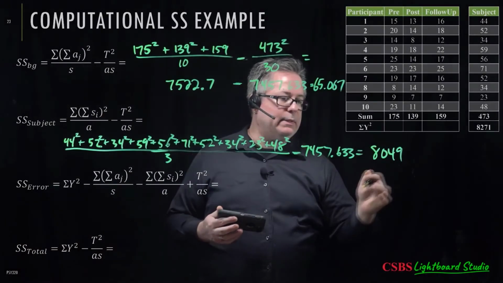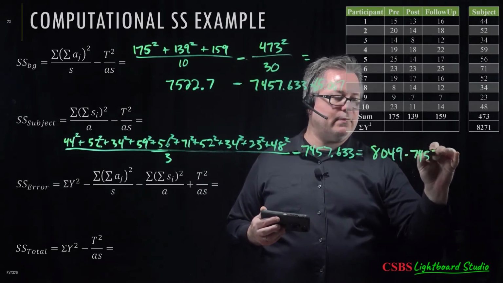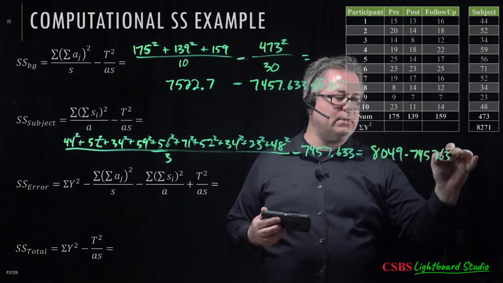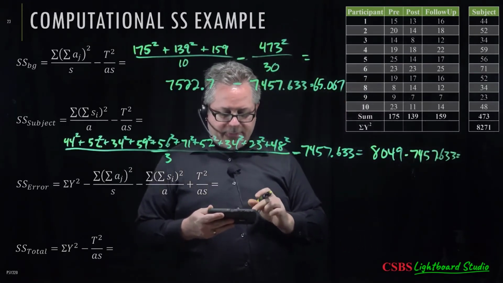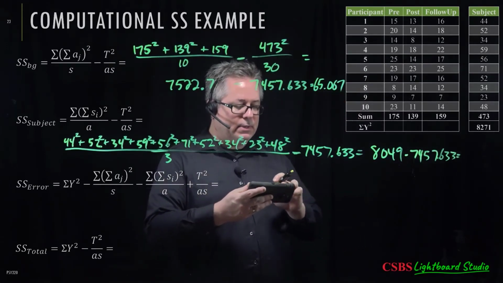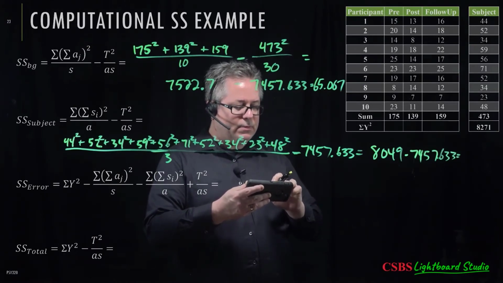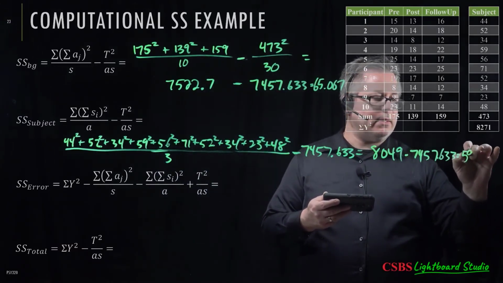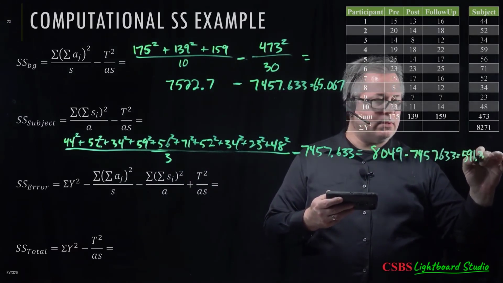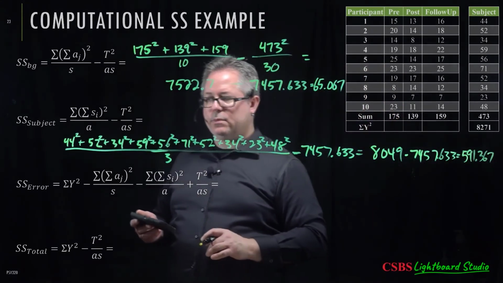8049 minus 7457.633 equals 591.367. All right, so far so good.